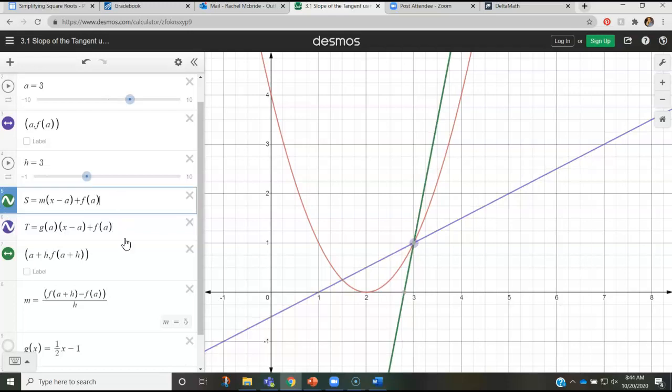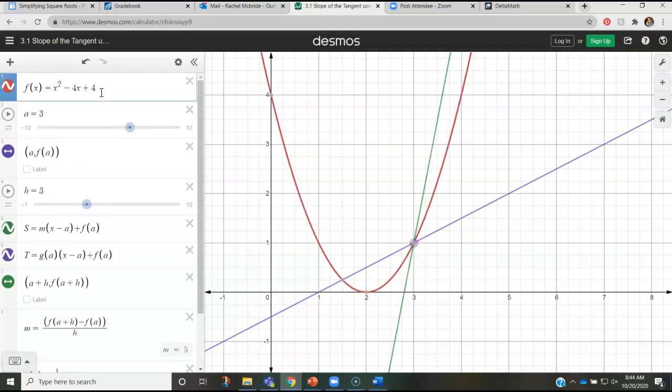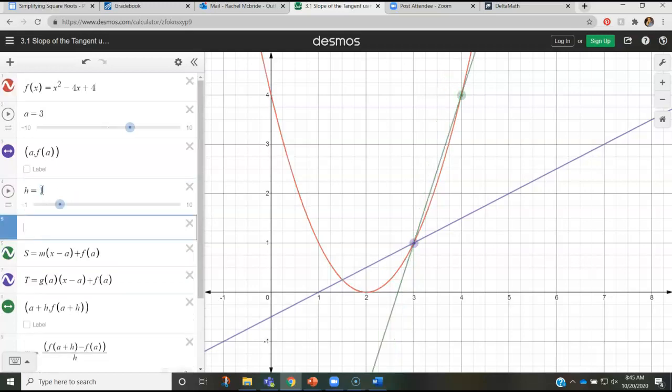So what did that do to my function? Well, here's my equation of a tangent line. Here's my slope of the secant line. And the red graph is my original. So did the purple line start to get closer to the green line? Not really. What happens as h gets even smaller, like 1? Yeah, so the green line got closer to the actual graph.